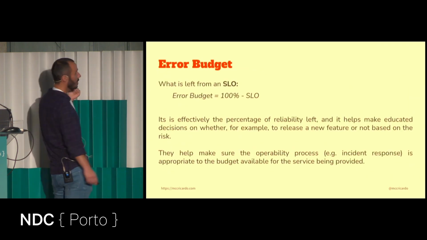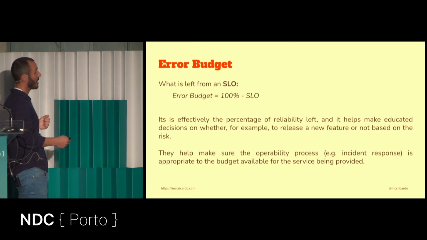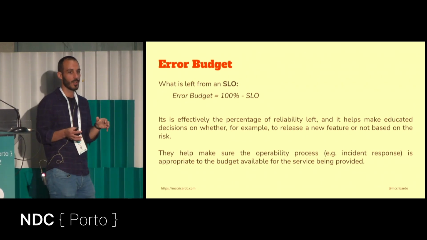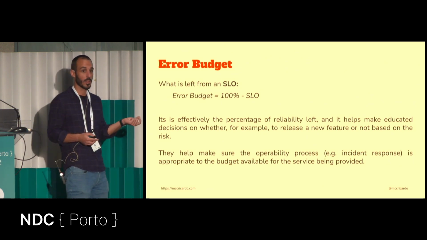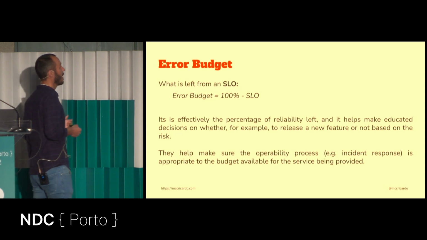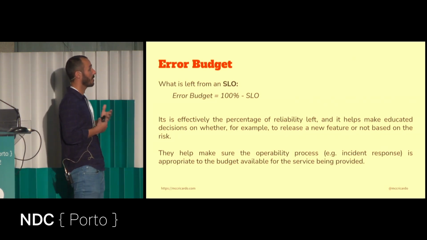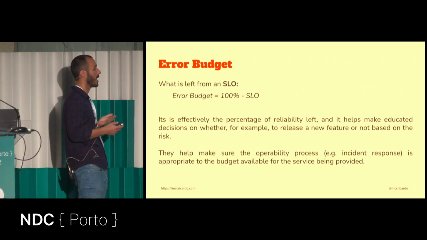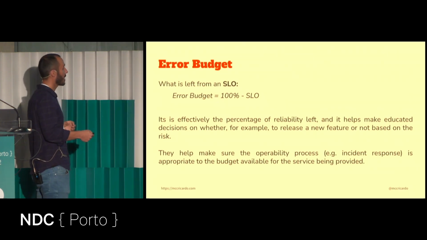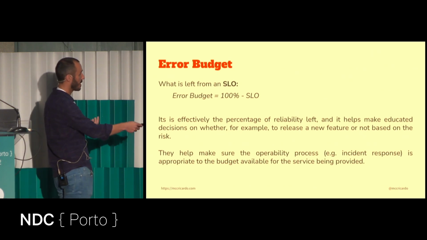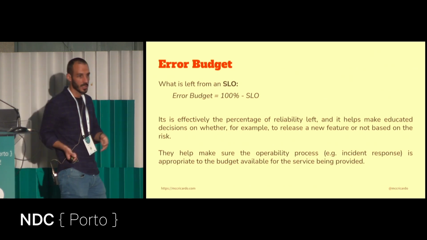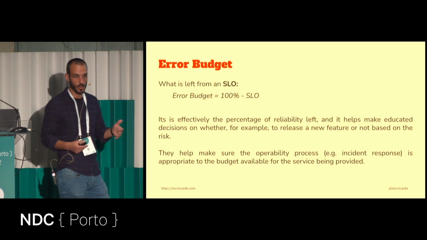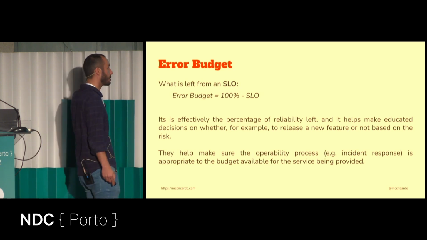So, like we were talking previously, the error budget is essentially what is left from the SLO. So if I define a target of 99% of reliability, it means that I have 1% of unreliability, right? So like we describe here, it's effectively the percentage of reliability that we have left, and it will help us make educated guesses on whether we can or cannot deploy, for example, a new feature. So it helps make sure the operability process, for example, incident response, is appropriate to the level of budget that we have left. So we can use error budget to guide us in terms of our operations. Do we need to react? We don't need to react, whatever it is.